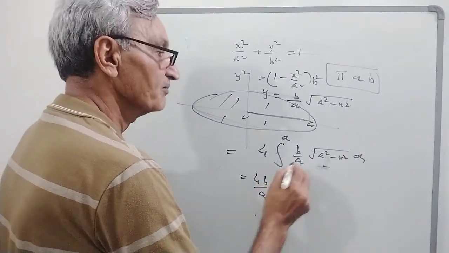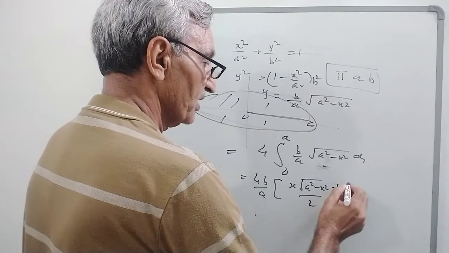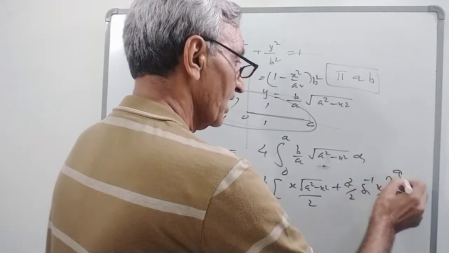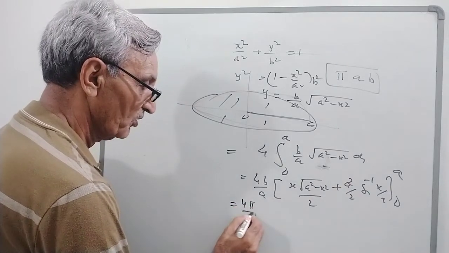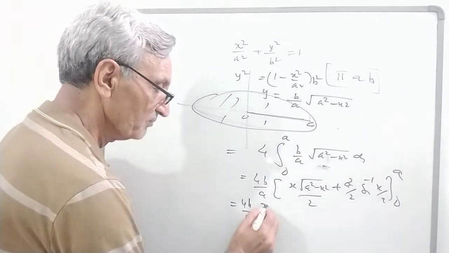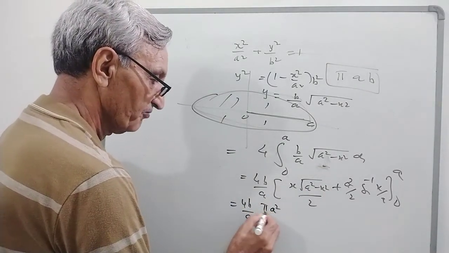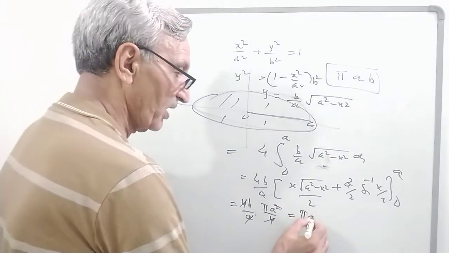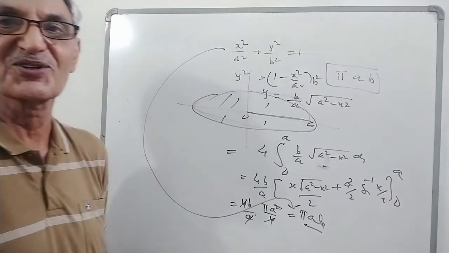So 4 into b upon a. We just had this one: x into under root a square minus x square divided by 2 plus a square by 2 into sine inverse x upon a, from 0 to a. I put a here, 0 and 1, 4b upon a into pi here, or a square by 4, 4 से 4 cut, a से a cut, answer is equal to pi ab. So remember, area of an ellipse is equal to pi into a into b.